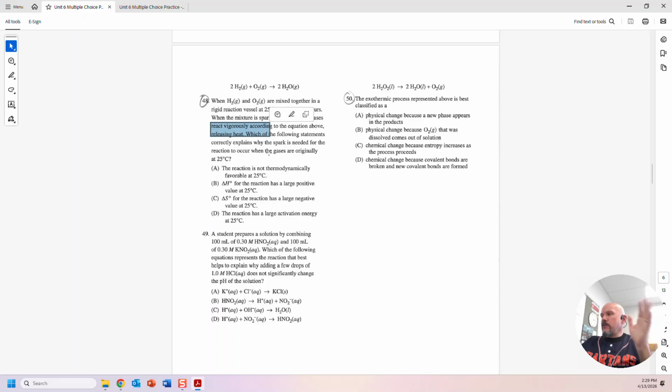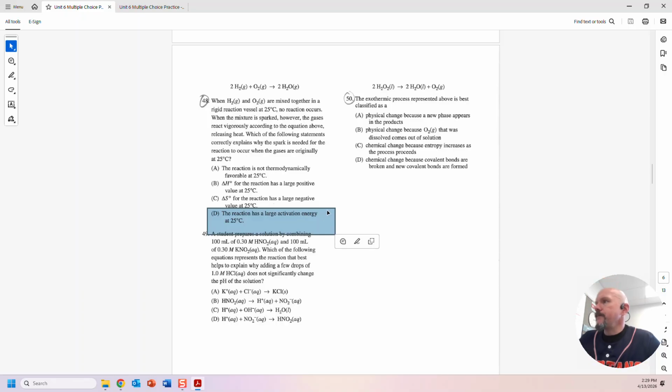So whenever you have a reaction that's thermodynamically favored, but it's not happening, it's probably because it has a high activation energy. So I think it's answer D, the reaction has a large activation energy. Thermodynamics tells me it's favorable, but it's not happening, and that's because the collisions are happening, but not with enough energy to overcome the activation energy. But once one collision does, then it keeps going. So that's choice D.